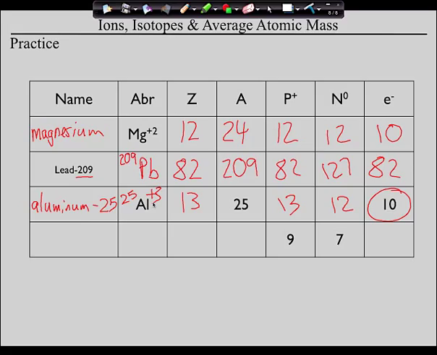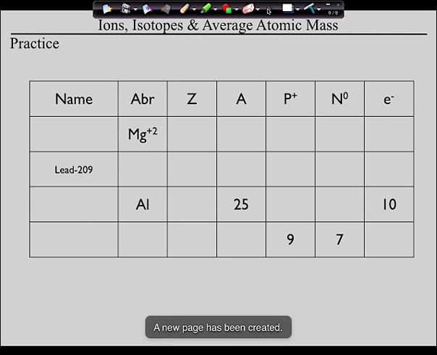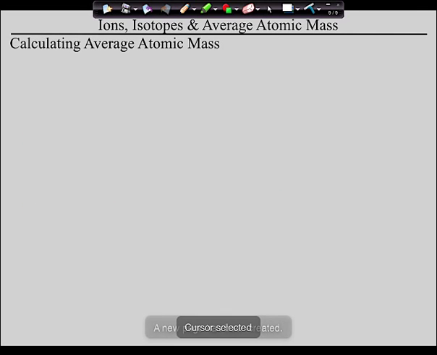You guys okay? So I think if you're okay, we can probably not do this one. It's pretty much the same as the one we did before, a little simpler. You guys okay? All right. Guys, one last thing to do. We've done ions, we've done isotopes. Now it's time to talk about average atomic mass.